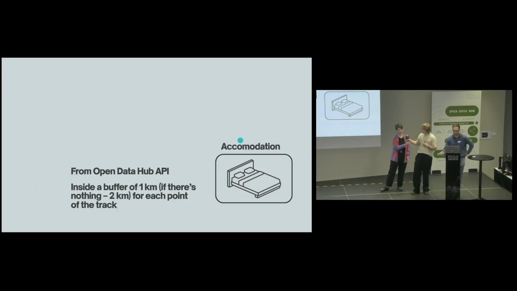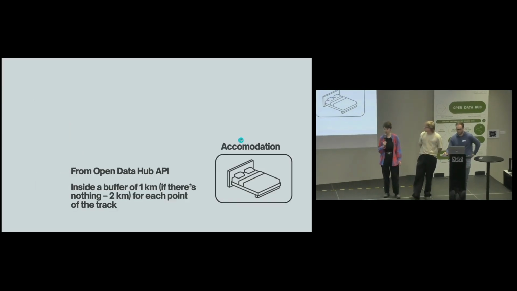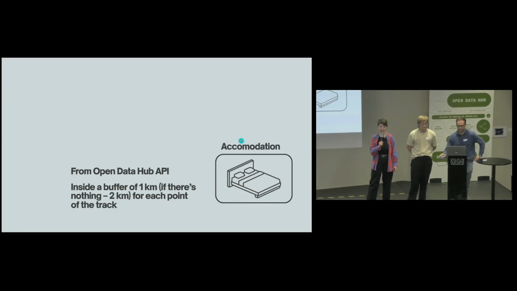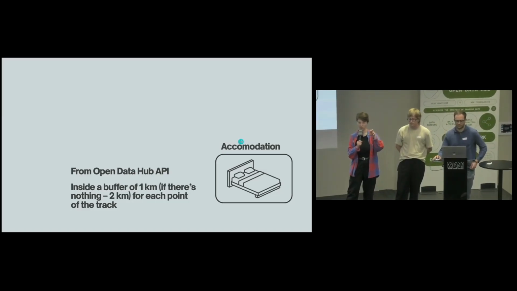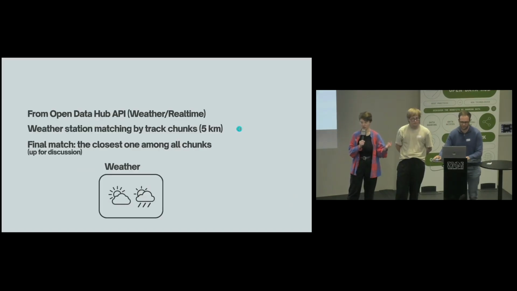Then we have accommodation, which we took from the Open Data Hub API. Basically, it takes each point of the track, computes a buffer of 1 kilometer and looks for accommodation there. And if there's nothing, then 2 kilometers. And finally, the weather data, also from the Open Data Hub API, where we divided each track into 5 kilometer chunks and took the closest one among all of them.